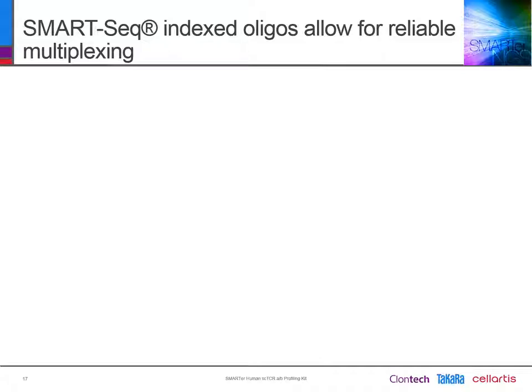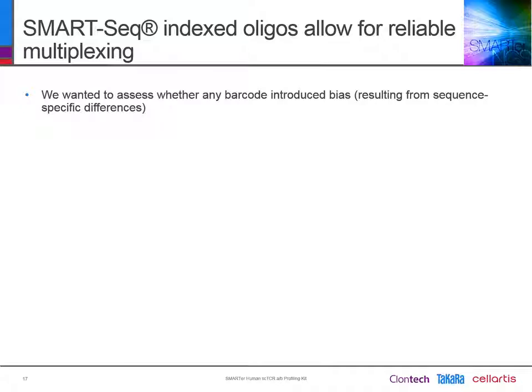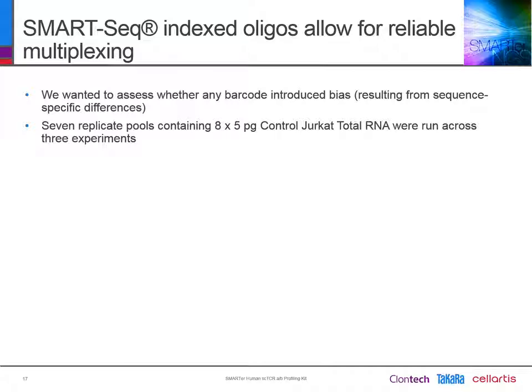So here I'm looking at whether the specific sequences in the barcode introduce any bias, and it's very important that they don't. So we wanted to assess and ensure that that wasn't the case. Here I took 7 replicate pools, and each pool contained 8 times 5 picograms of Jurkat RNA. I'm using RNA here because then we know there's no biological variation. Any variation we see is purely technical.